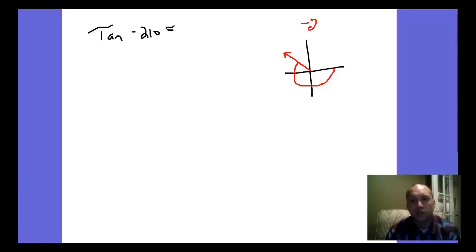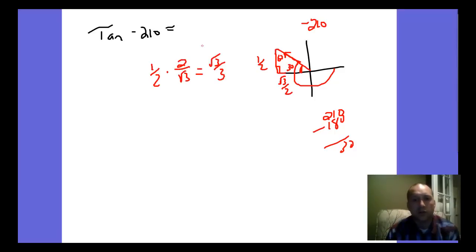So I can do -210, and then I'm going to figure out if I add 180 to that, and it's really doing 210 minus 180 is 30. That's what's going to be left over in this portion. So I know I have a reference angle of 30 degrees. So my triangle here, I have a 30, 60, 90. And so I have my 1/2, root 3 over 2, my opposite, adjacent. To find the tangent, it's the 1/2 divided by, or multiplied by the reciprocal. And so this is going to give me root 3 over 3 for this value.